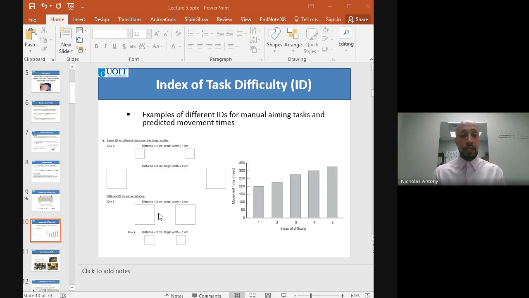But look at it this way. These targets are both 2 centimeters apart from each other. These targets are 2 centimeters in width. This target is 1 centimeter in width. So even though they're the same distance apart, so imagine someone moving in between with a stylus, because these targets are bigger, based on the equation, it would be an index of difficulty of 1. These targets are smaller, so plugging that into the equation gives us an index of difficulty of 2. So based on the equation, this movement would be more difficult than this movement.